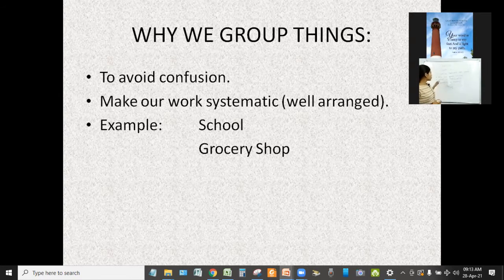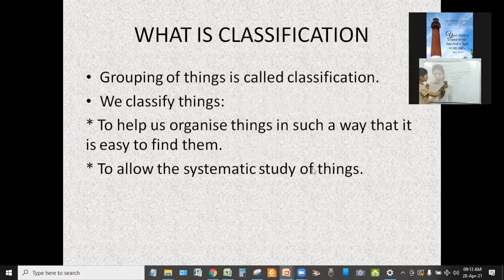We group things. Okay, so we group things to avoid confusion and so that we can make our work systematic. And the next we have what is classification. Classification means grouping of things. Grouping of things is called classification.